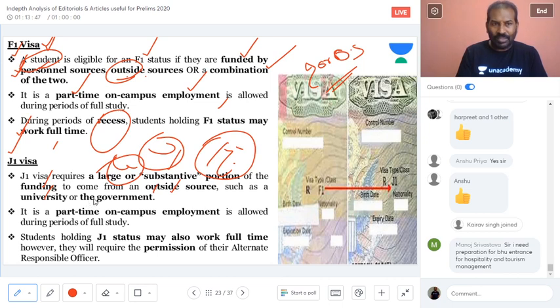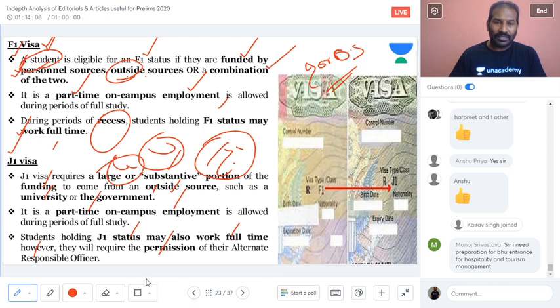And then as compared to the F1 also, it is a part-time and on-campus employment. But F1 status may also work full-time whenever there is a recess, that is a break in the course in the university, but only through the permission of the alternate responsible officer. So you have a responsible officer who looks into student visas, that is in regards to F1, and then in regards to J1 visa.